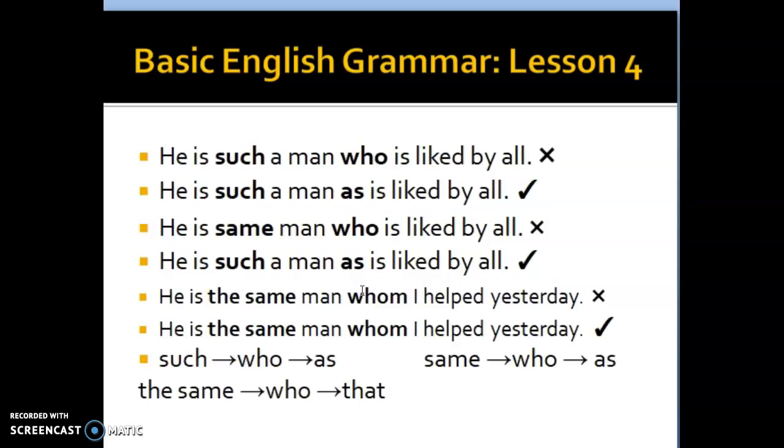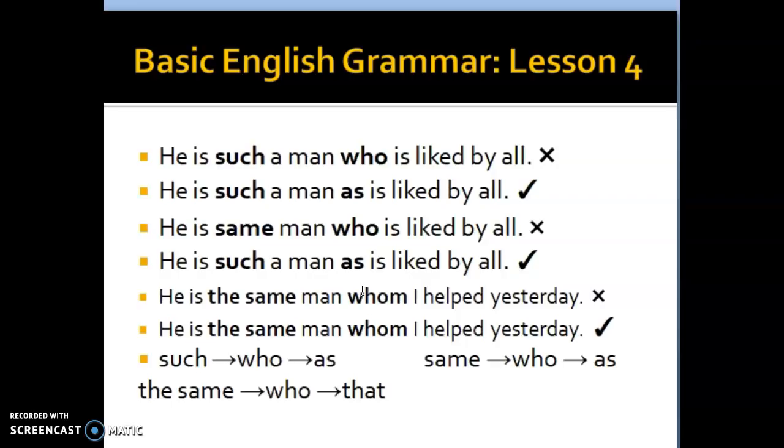He is such a man who is liked by all. You can see the sentence has been crossed. The reason is that there is a rule of grammar that whenever such is followed by a WH word. Now what are WH words? Who, why, how, when, where. So whenever a WH word is used after the word such, we convert that WH word into as. We remove the WH word and we insert as. As is given in the second sentence.